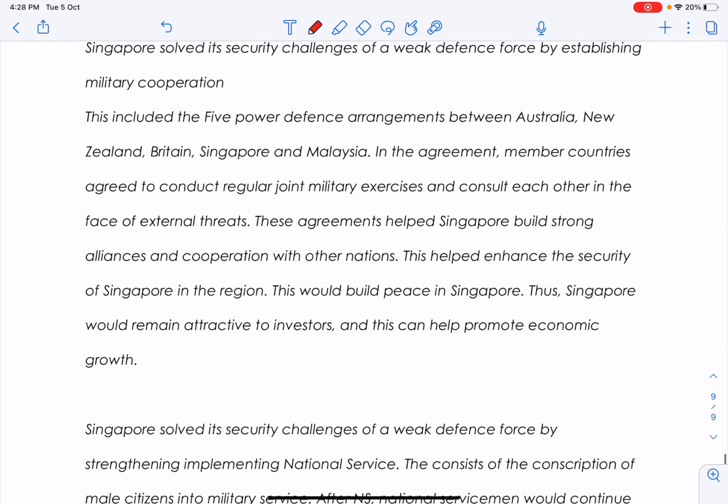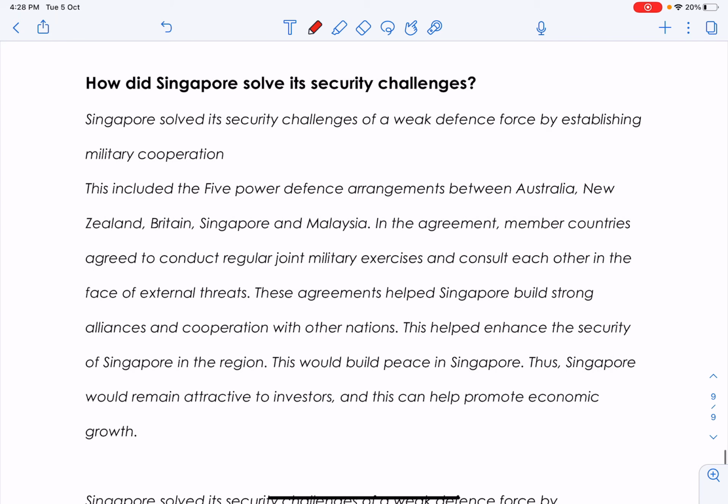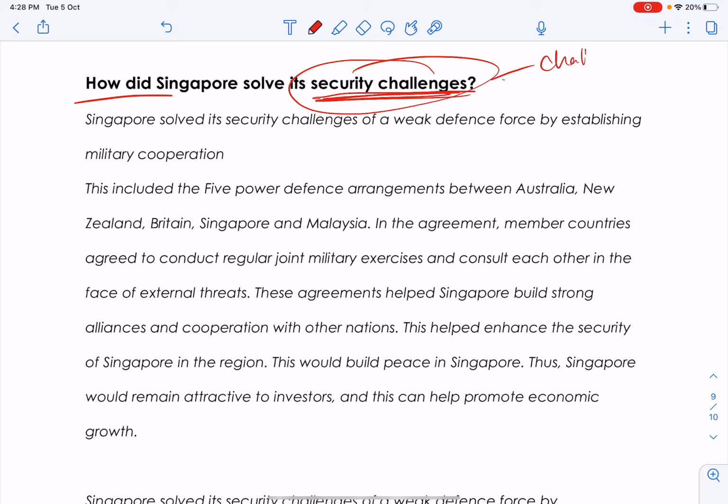So the other part is about the challenges. So for example, if you have a question like this, okay, explain how did Singapore solve its security challenges? Now when you see this type of question, right, you have to write down the challenge. Right, you must write the challenge, then you write the solution, and then your main focus is about the solution.